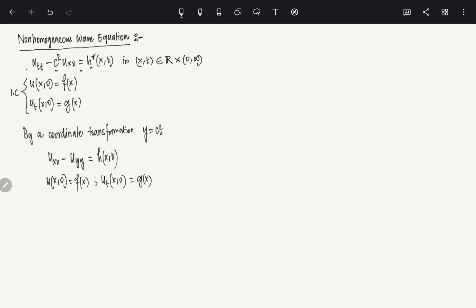Is this okay? Here, h of (x, y) is nothing but minus h star of (x, y/c) times c squared, and g of x is g star of x times c. So this is just a change of variable. We are writing the operator part independent of any c, and pushing the c to the other side. One second, this is f star and this is g star. Fine. Now we need to solve this problem.